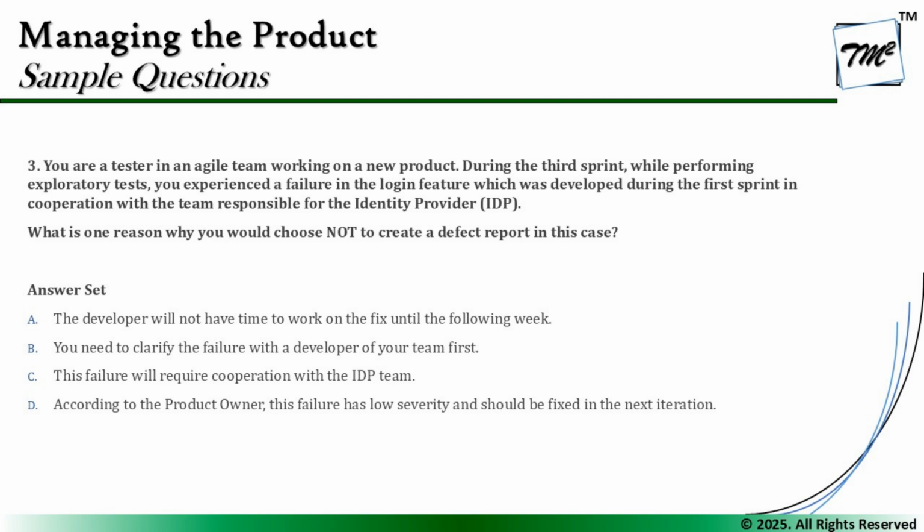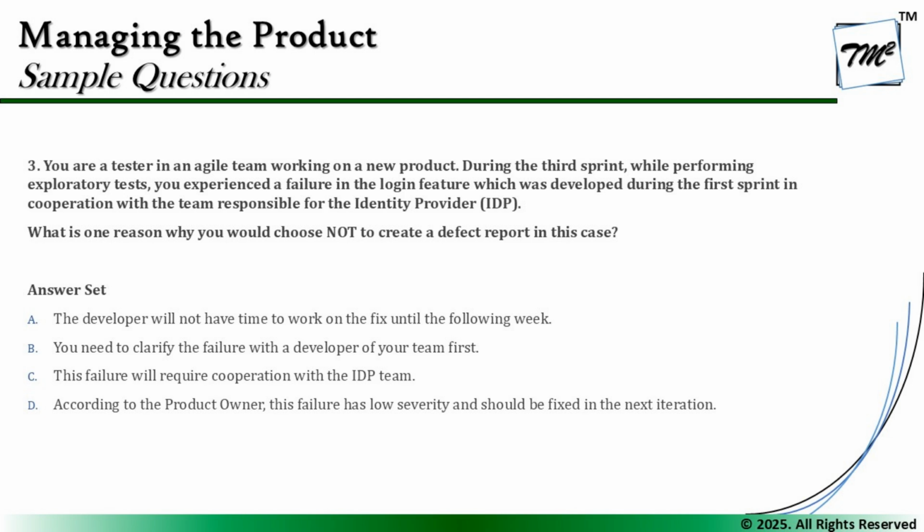So they're indirectly telling you that there's a situation, there's a team, you're working with a different independent team as well. This is for identity provider, and you have decided not to raise it. Now the question is, which of the following is not a reason why you would not choose to create a defect? Okay, so let's look at the options.